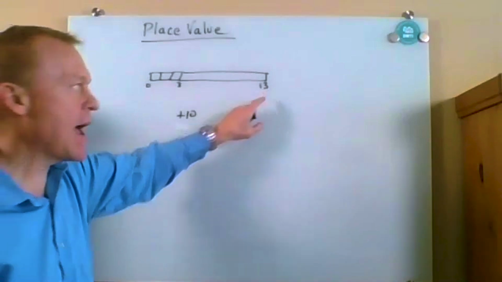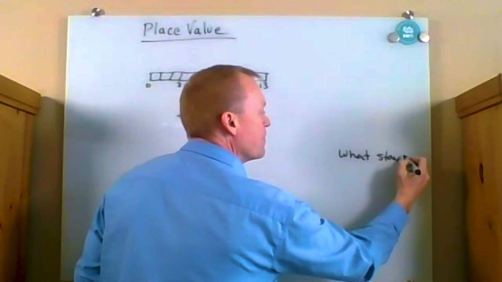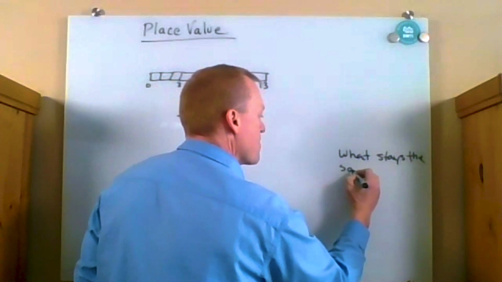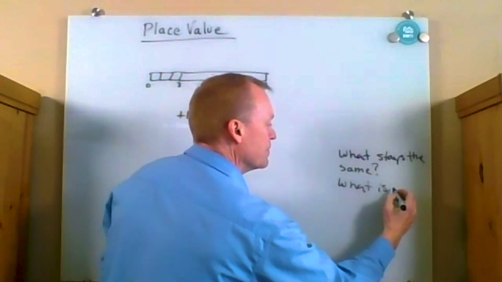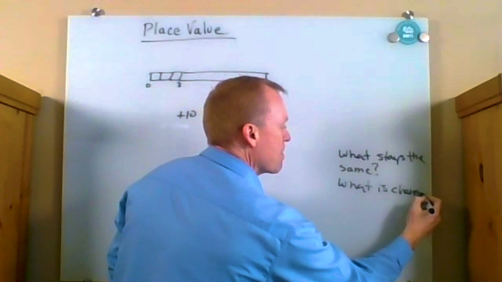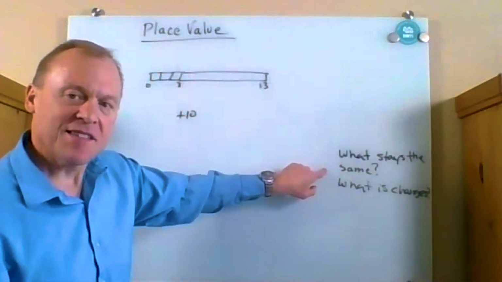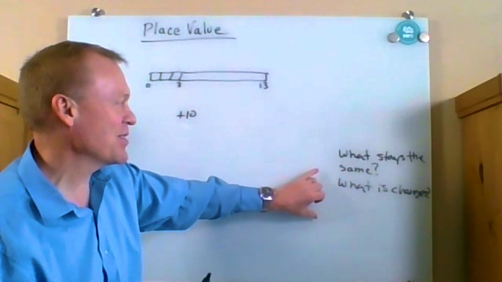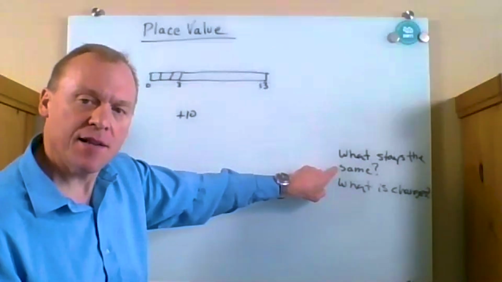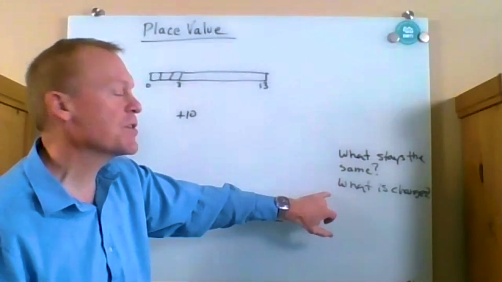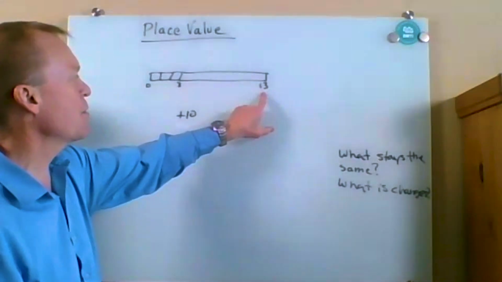So 2 questions that we want to ask are, what stays the same? And what is changing? Or what changes? So these are early algebra questions. These are great questions to ask kids all the time. What's staying the same? What's changing? What's staying constant becomes constants later when we hit algebra, and what's changing, what's varying becomes our variables later. But here we're asking what's staying the same and what's changing.